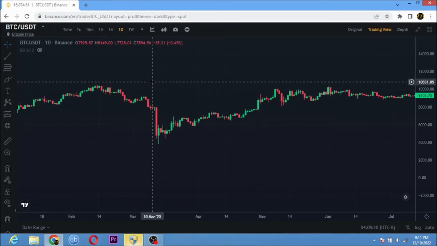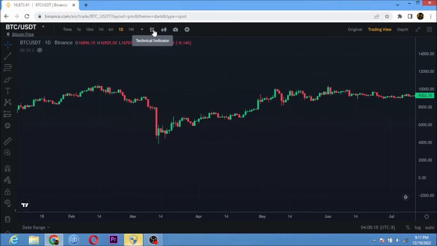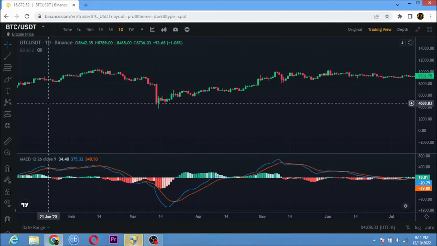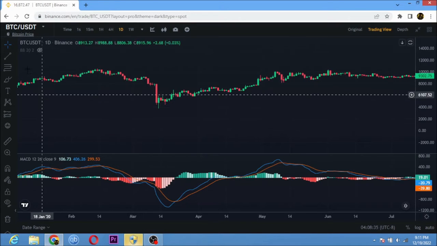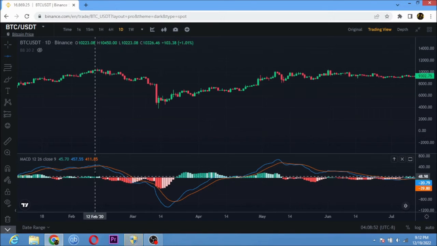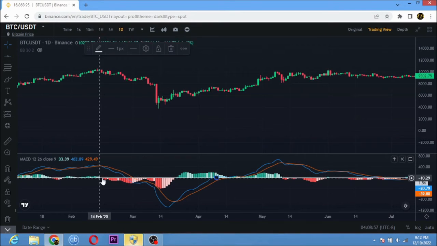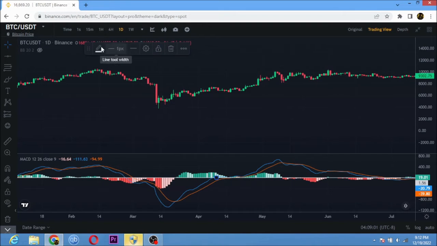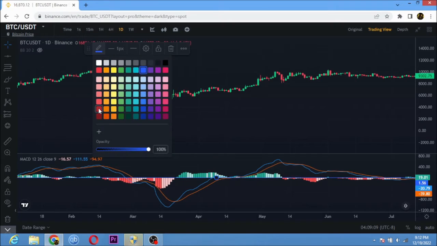So MACD is found on every exchange, depending on which exchange you're using to trade. But I use Binance, so I will go here on technical indicators and I find it here. This is my MACD. MACD has 4 main features. The first feature is the zero line. This is my zero line, just as you can see it. Let me change the color so that you can understand it well.